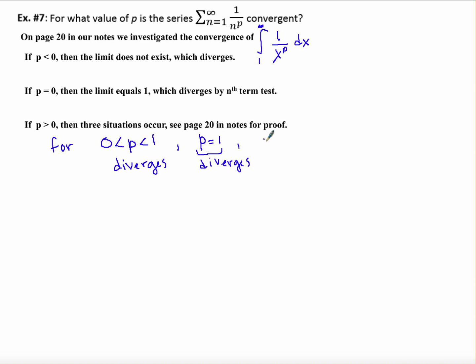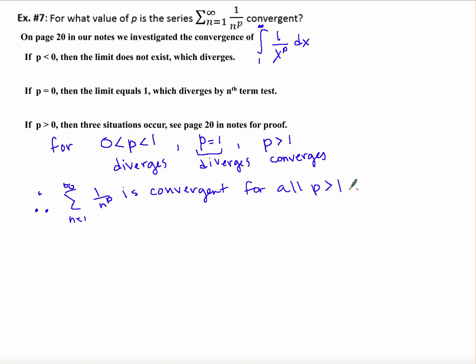And then we had a situation where P is greater than 1. And when P is greater than 1, we were actually able to show that it converges. So we said, therefore, the sum from 1 to infinity of 1 divided by n to the p is convergent for all p greater than 1 by the integral test.